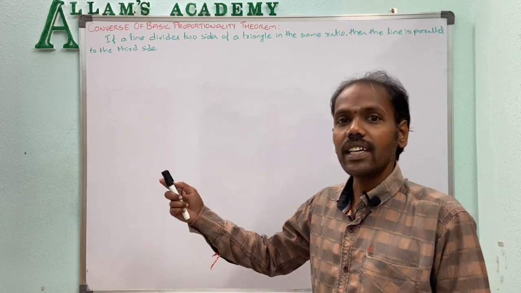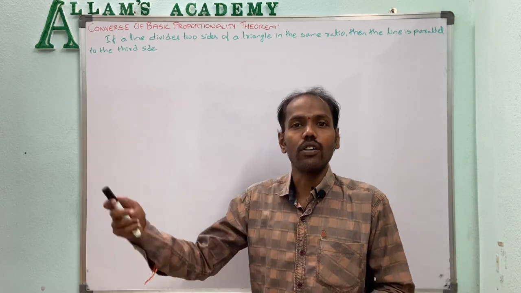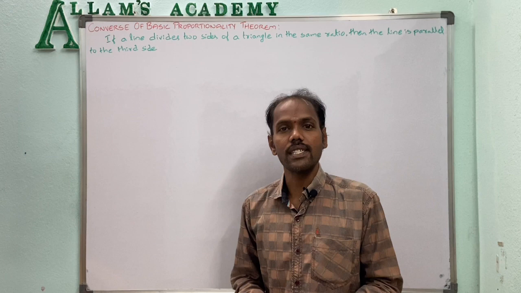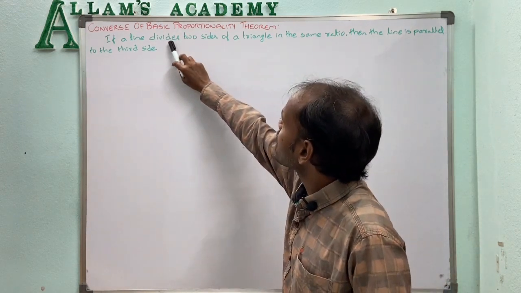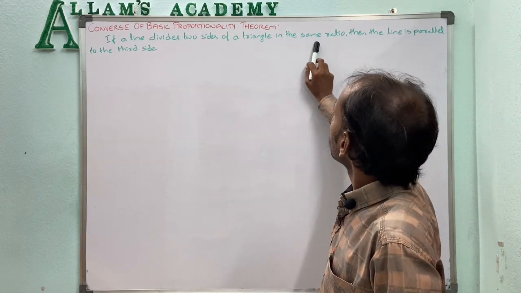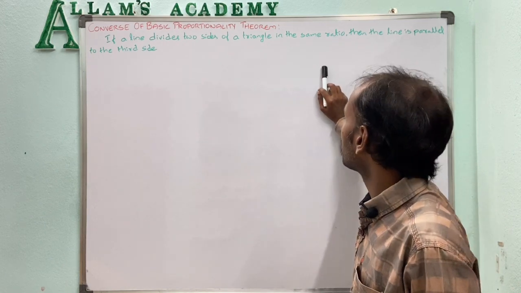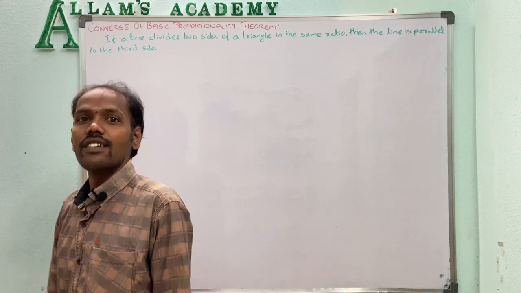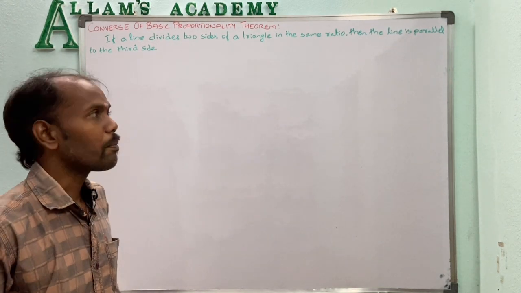The given is DE is parallel to BC. Then we have to prove that AD by DB equal to AE by EC. That one we proved. But here, reversely, given, a line divides the sides in the same ratio. That means AD by DB equal to AE by EC. Then the line is parallel to the third side. So now we have to show that DE is parallel to BC.